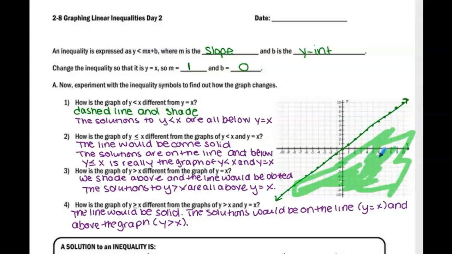So in example 1, the graph is shaded below because it's going to be y values less than. The graph will have a dotted line or a dashed line because it is not equal to. In example 2, the line is now solid, but the shading will remain the same. The shading is going to stay below the graph because it's y less than or equal to. So the shading stays, but the line becomes solid because the solutions come from the solid line and from the shaded region.